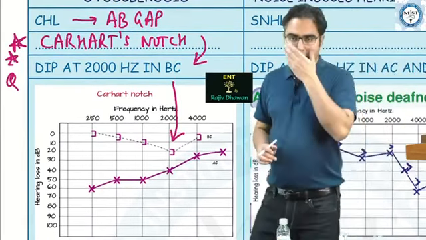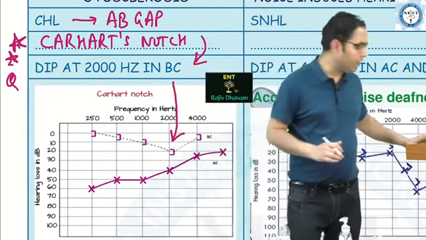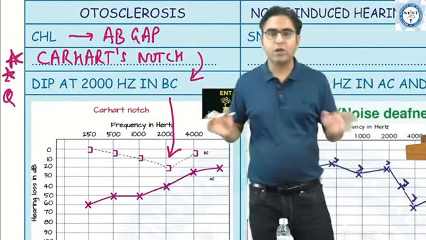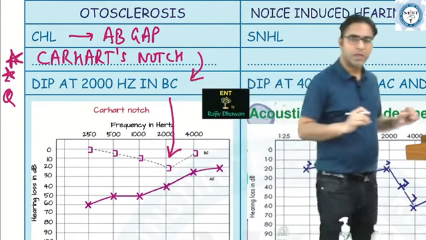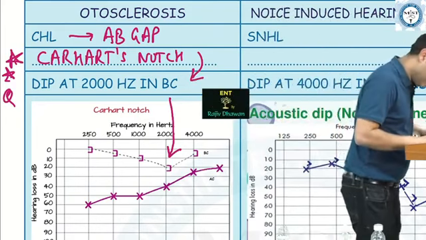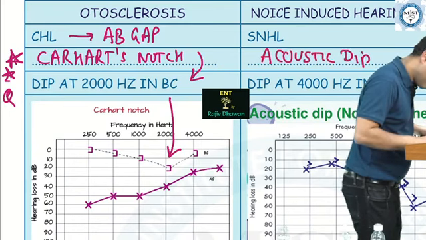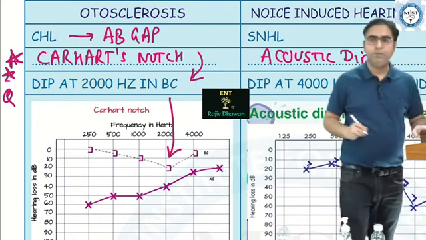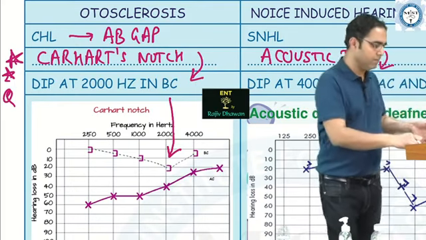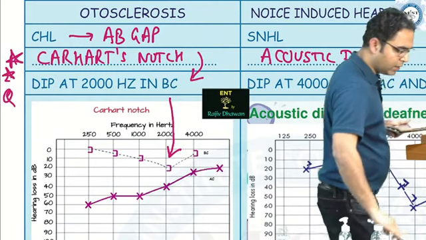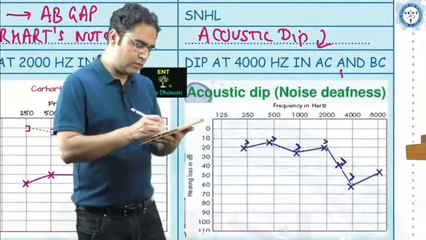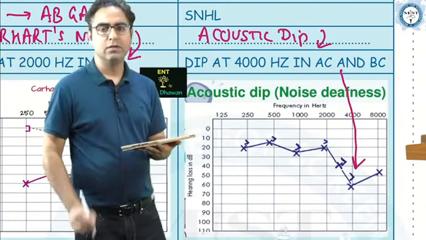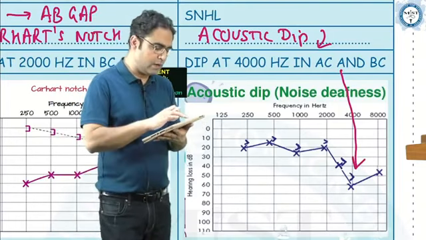Okay. Now SNHL, the noise-induced hearing loss. Noise-induced hearing loss, noise will damage your cochlea. It will cause SNHL. And there is something called the acoustic dip. What is the acoustic dip? It is a dip at 4000 Hz in AC and BC. This is the acoustic dip. Can you see, beta? There is a dip at 4000 Hz in AC and BC.